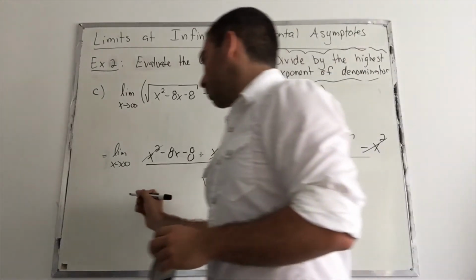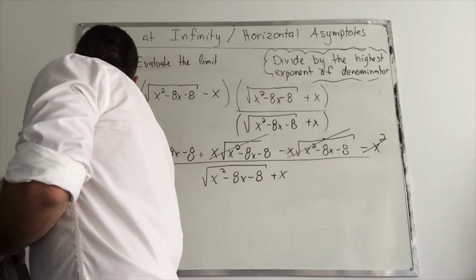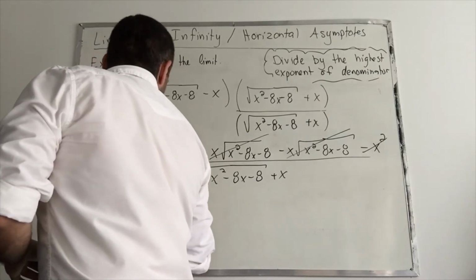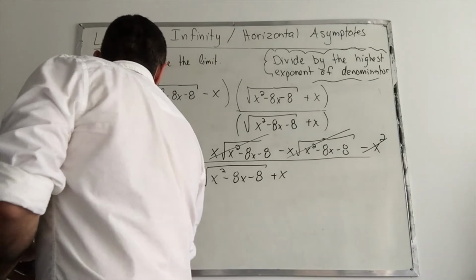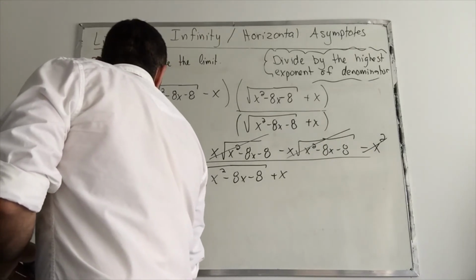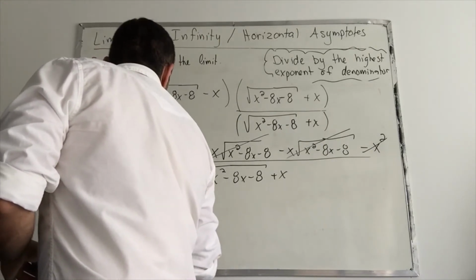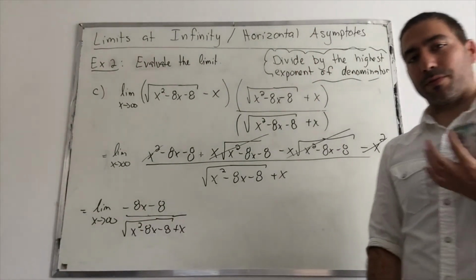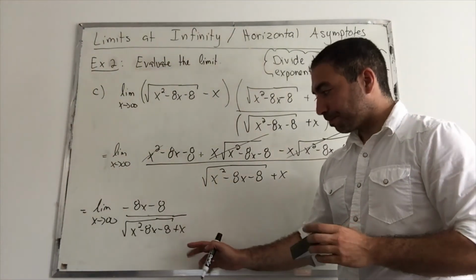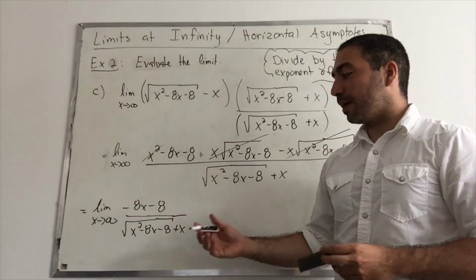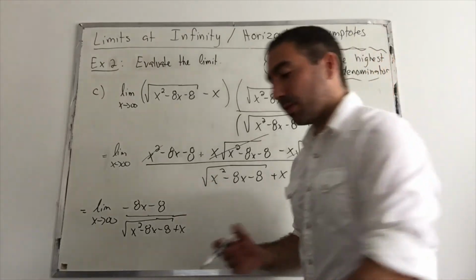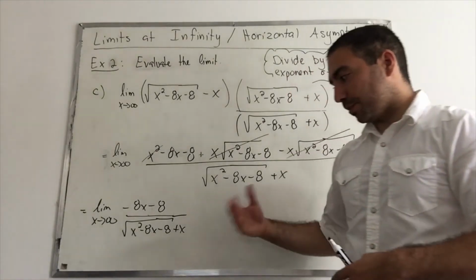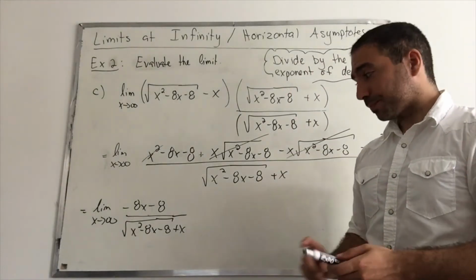So what we're left with is the limit as x approaches infinity, negative 8x minus 8. Everything else canceled on the top, and on the bottom we have square root of x squared minus 8x minus 8 plus x. Okay. So at least now we have our fraction. It's not polynomials, but at least we have a fraction. So we can divide by the highest degree of the denominator. You have to figure out what the highest degree of the denominator is. What's the highest exponent? I shouldn't say highest degree, I should say degree. But what's the highest exponent?